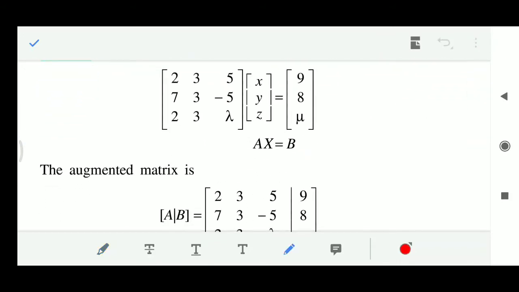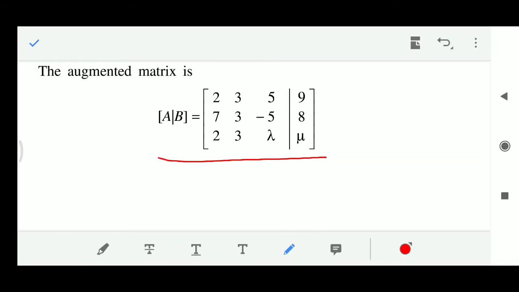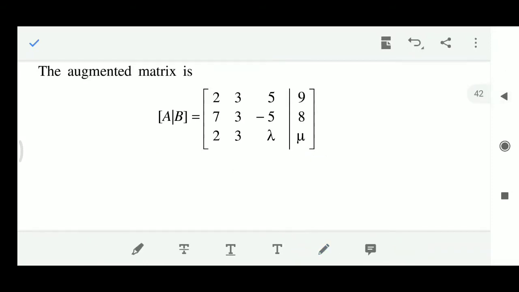Like the last sum, here also we have to write the given system of equations as Ax equal to B. So the matrix A is 2, 3, 5, 7, 3, minus 5, 2, 3, lambda, and X is x, y, z, and the B is equal to 9, 8, mu. Then you have to write the augmented matrix A slash B.